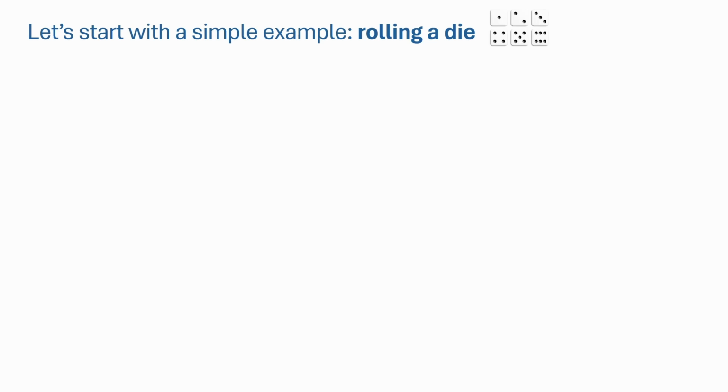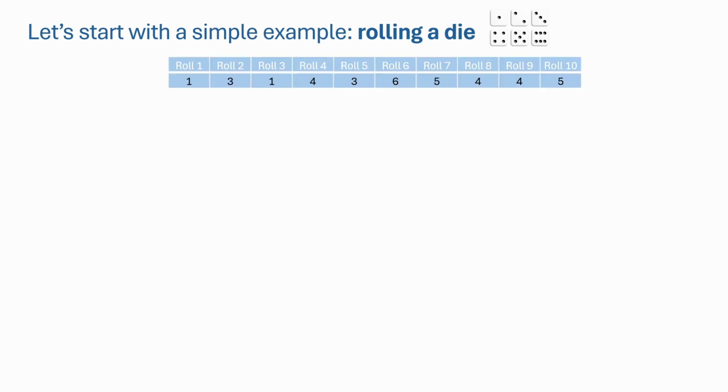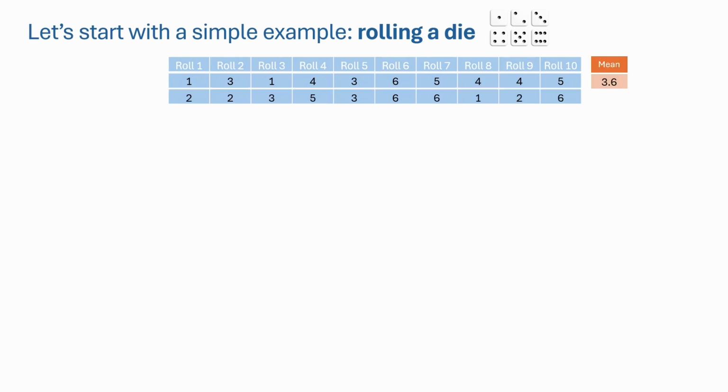I always find that it's a good idea to use an example as simple as possible to understand not just this theory but any other theories. Here we're going to use rolling a die as an example. To begin with, we're going to roll the die 10 times and calculate the mean, 3.6. And we're going to do it again, and the mean is 3.6.